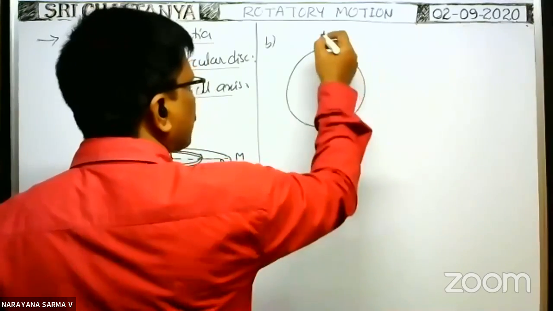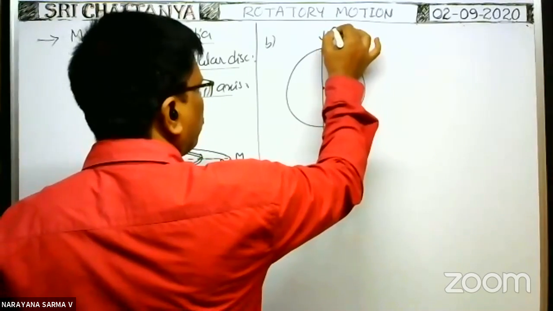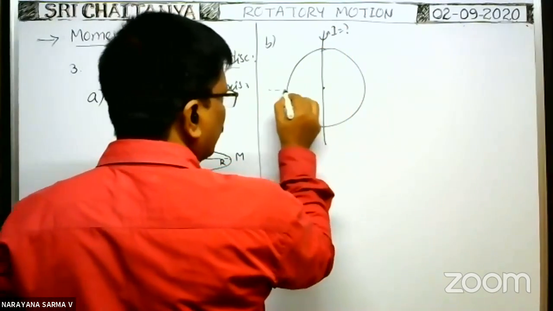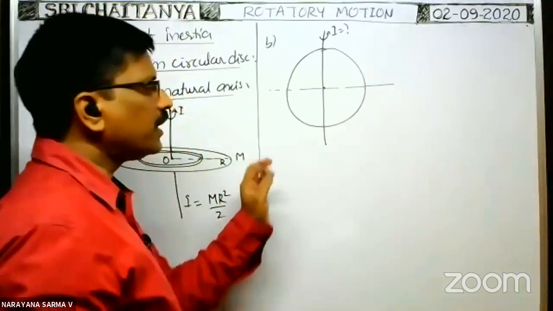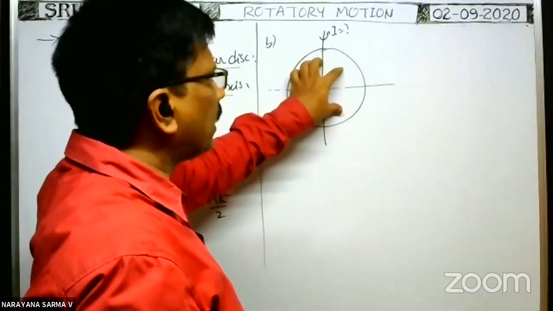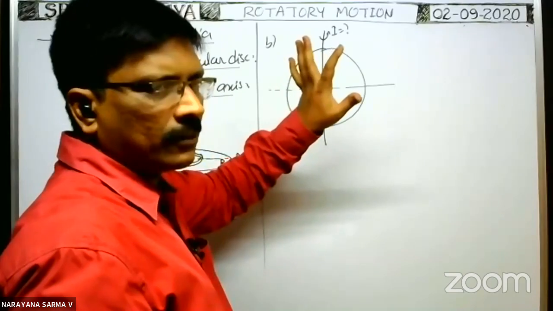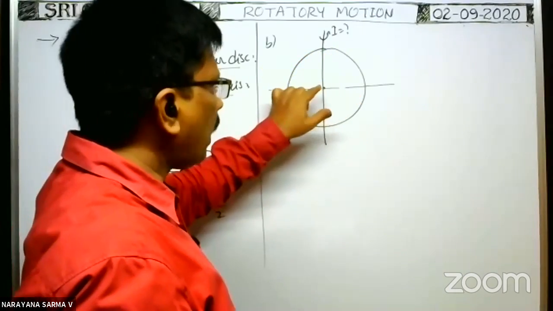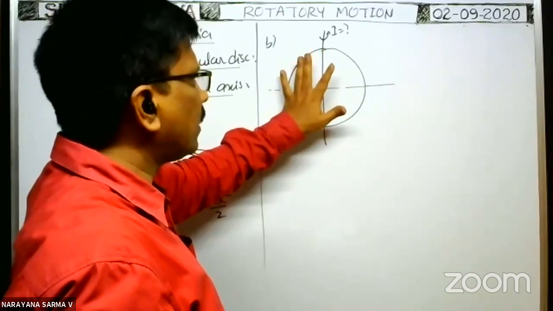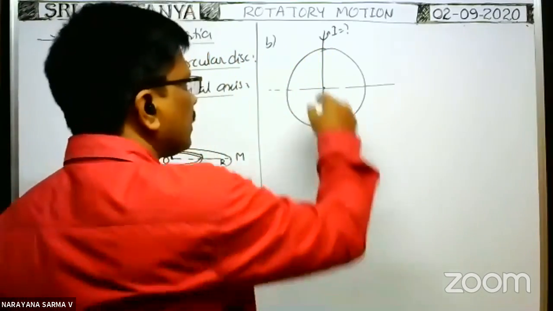About this diametric axis, what is the moment of inertia? We have to find I is equal to question mark. Here it is also the diametric axis. Diametric axis means the axis passing through center and lying within the plane of the disk. That is called the diametric axis of the disk. So this is the diametric axis.